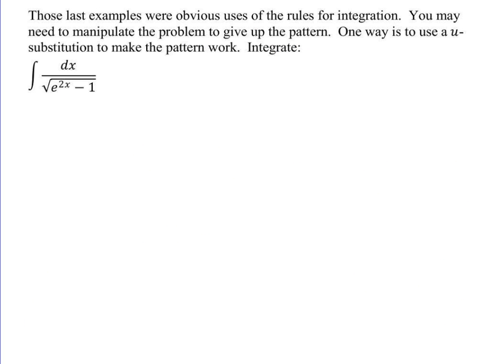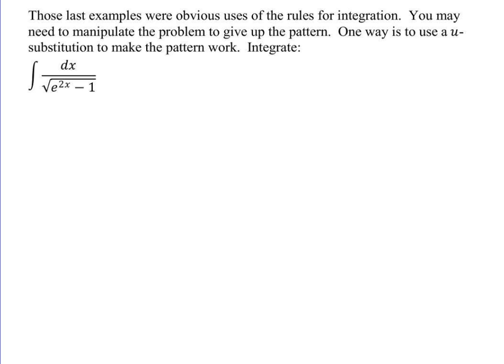Okay, so as usual, the first examples that we see are kind of the more obvious ones, the no-brainer ones that don't take a whole lot of effort or work to manipulate. So you may need to manipulate the problem to give up the pattern, as I've already said. One way is to use a u substitution to make the pattern work. We've actually already been using u substitutions so far, but now we're going to have to really do a u substitution here.